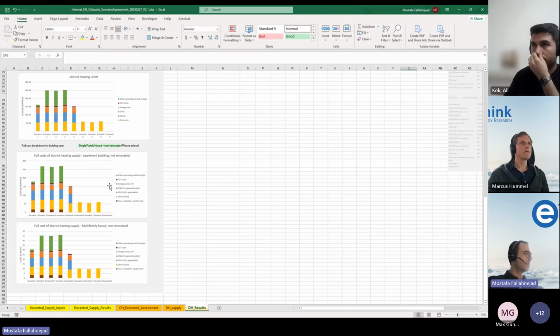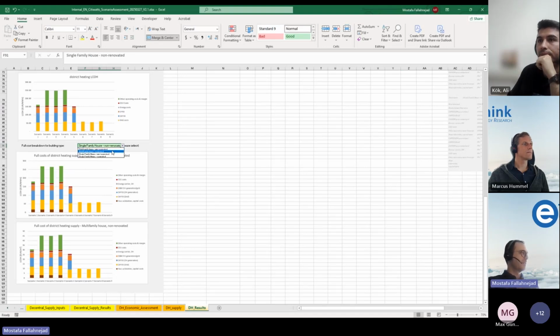This is coming for the single family house. You have the option to pick different building categories. The aim here is to have an idea of what would be the cost for those different building categories and get an idea for comparison.